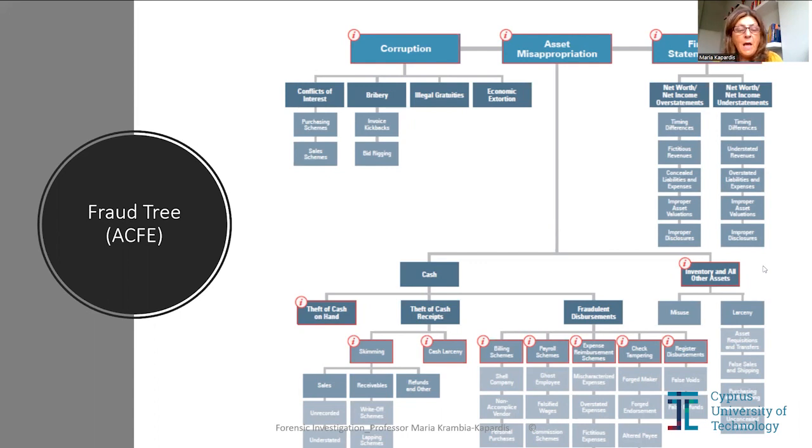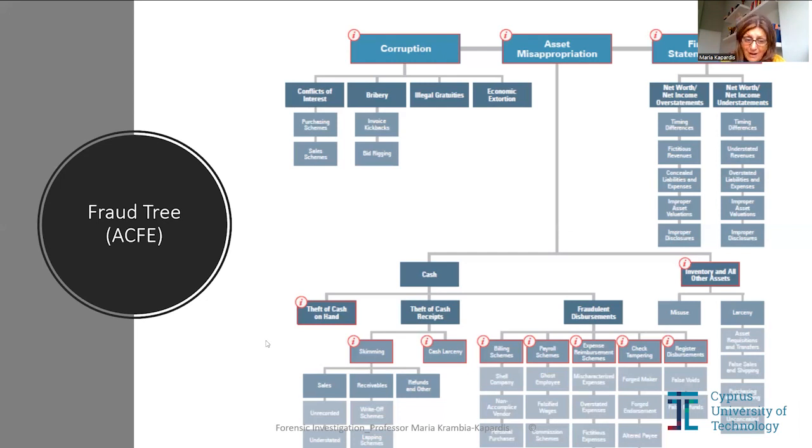Now, ACFE has put out the fraud tree. They are saying that there are different types of fraud. And these particular frauds, let me just move this around so you can see it better. We have corruption. Corruption can be due to conflicts of interest, purchasing schemes, sales schemes, bribery, kickbacks, bid rigging, illegal gratuities, economic extortion. There may be asset misappropriations or financial statement fraud.